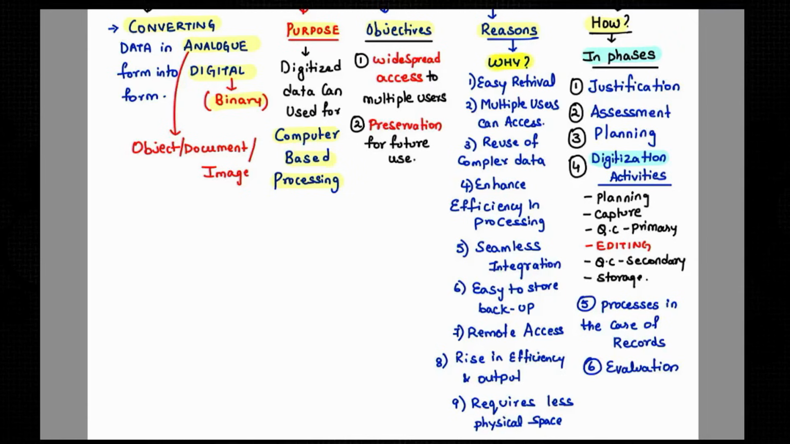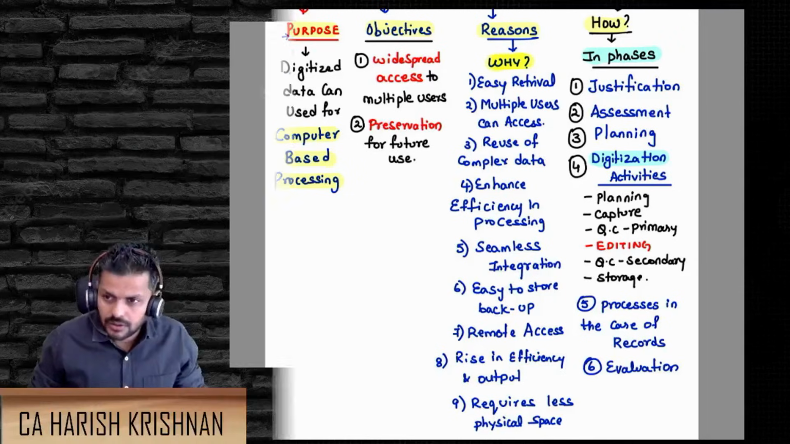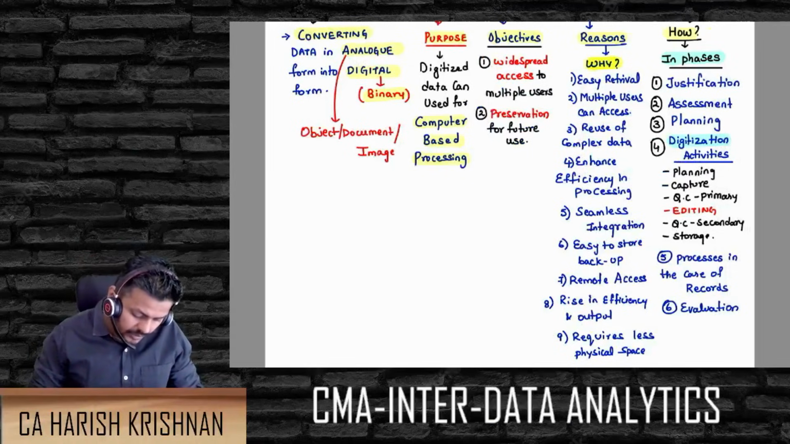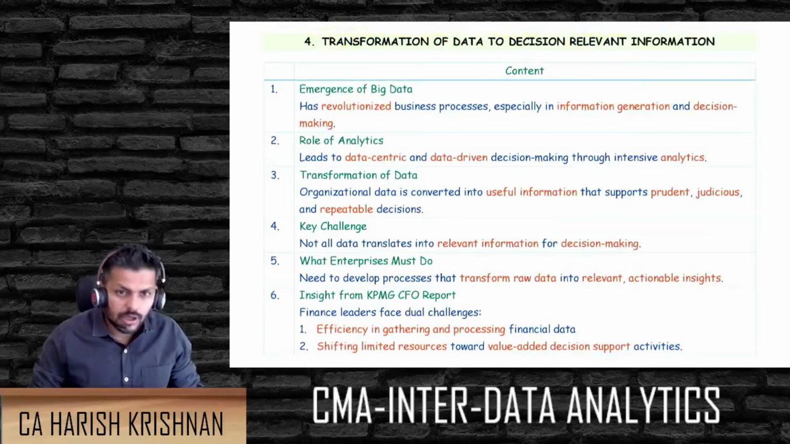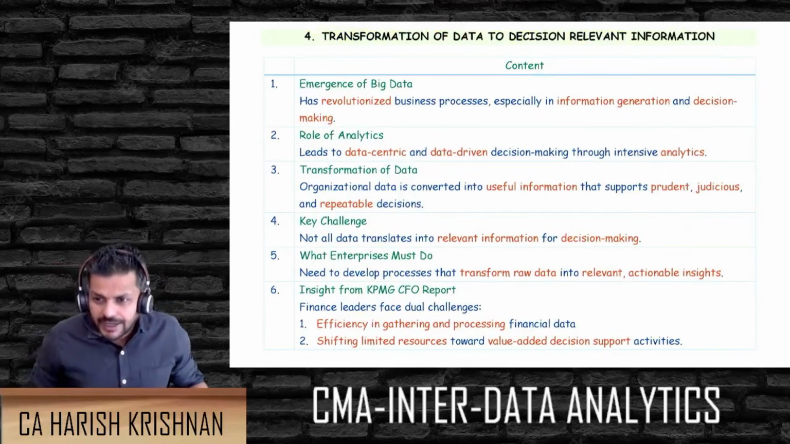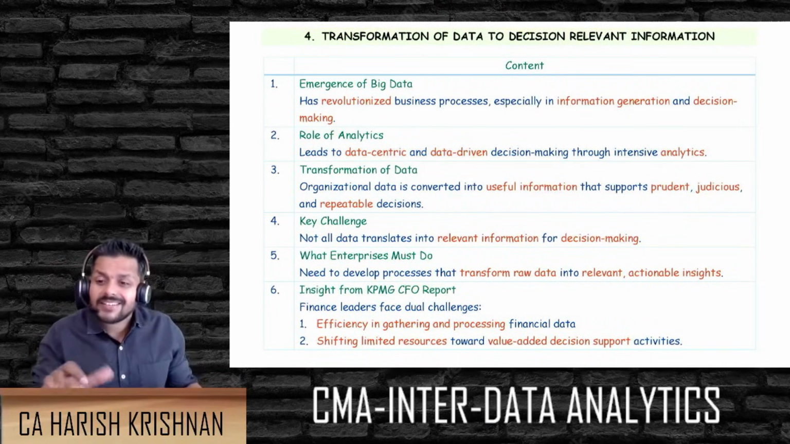All right, guys, I hope you noted down. Then let's get moving on to this one here, where we are going to talk about a small but very interesting topic, because that alone can turn out to be a question in the exam, which is topic number 4 of this discussion, called transformation of data to decision relevant information.